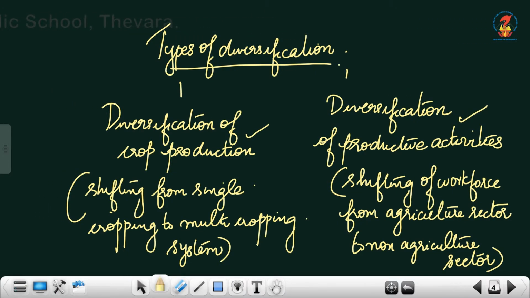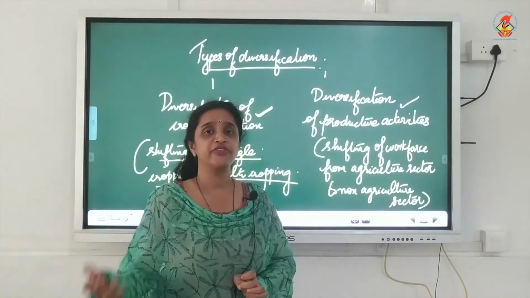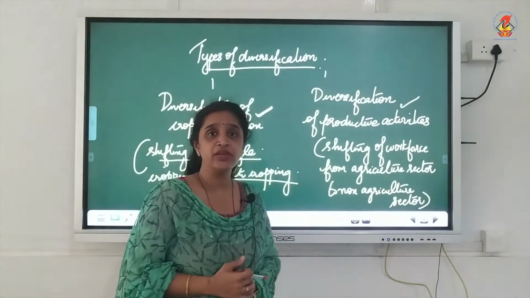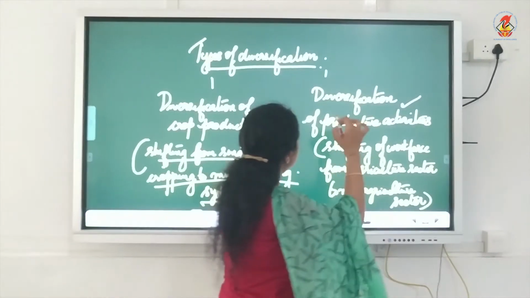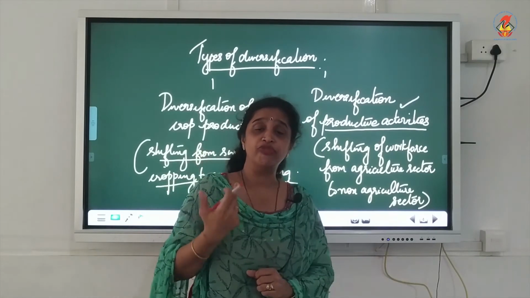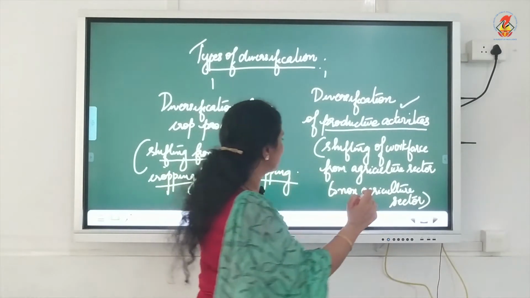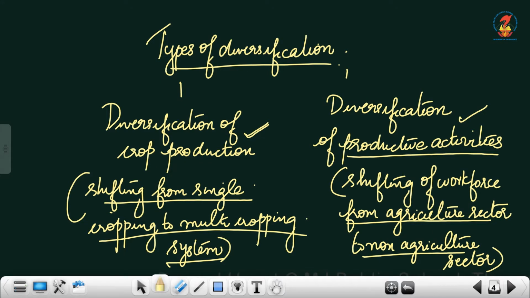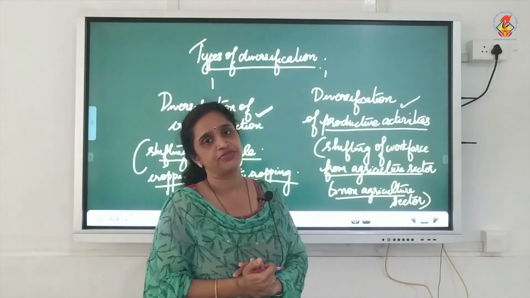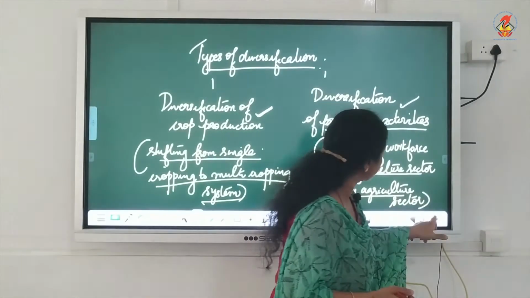It is written here. Crop production is shifting from single cropping to multiple cropping system. Next is diversification of productive activities, that is shifting of workforce from agricultural sector to non-agricultural sector. Okay, so this is diversification. There are two types of diversification. I hope it is clear to you.